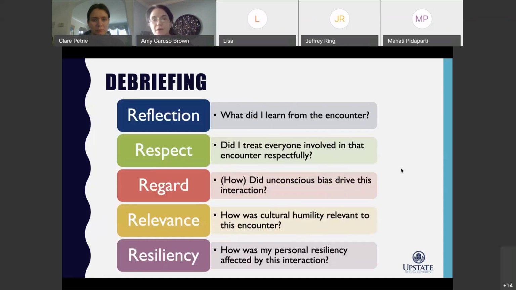Others brought up this model of the 5 R's: reflection, respect, regard, relevance, and resiliency, saying that they use this as a framework for debriefing students after the encounter, asking them, what did I learn from the encounter? Did I treat everyone involved in that encounter respectfully? Did unconscious bias affect this interaction? And if so, how? How was cultural humility relevant to this interaction? And then how was my personal resiliency affected by this interaction?